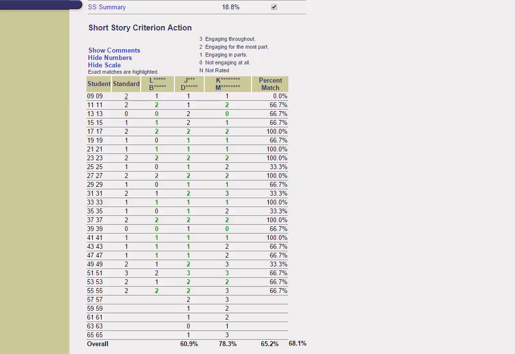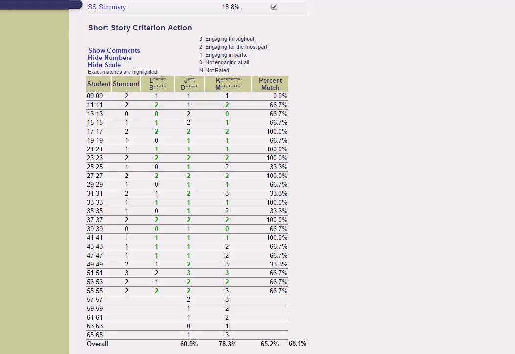This is the case here. Keep in mind, there is no reason in this case to think of the standard as any better or more correct than the other raters. For example, for the short story criterion action, all 3 teachers rated story 0909 as 1, engaging in parts. However, notice that this is a 0% match with the standard, which indicates a rating of 2, engaging for the most part. They disagreed with the standard.